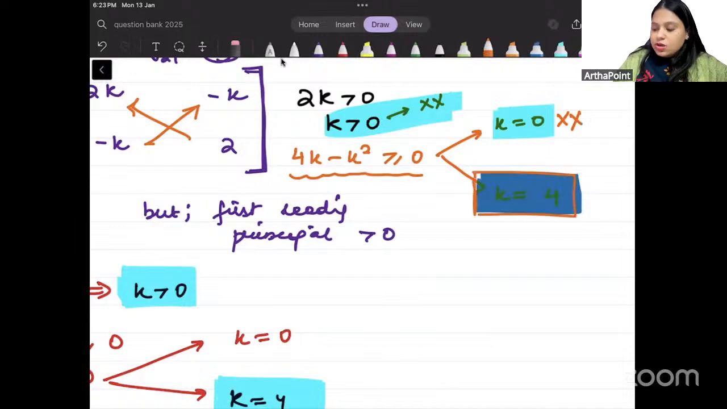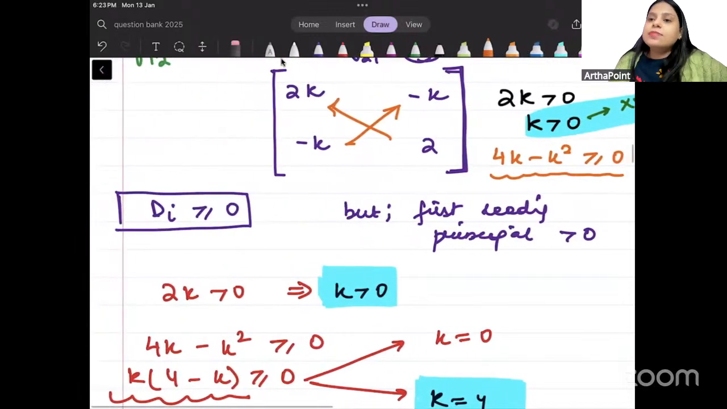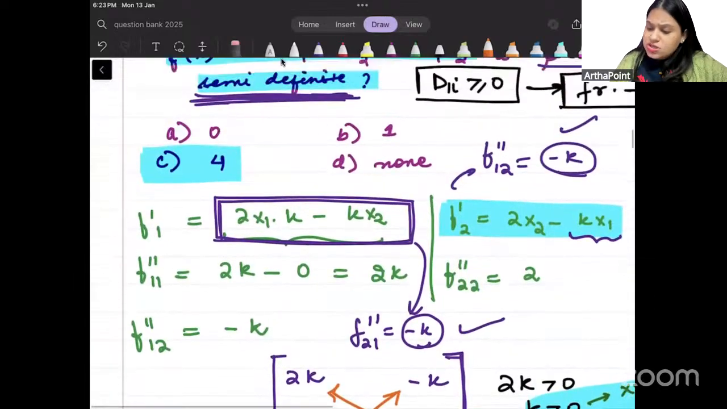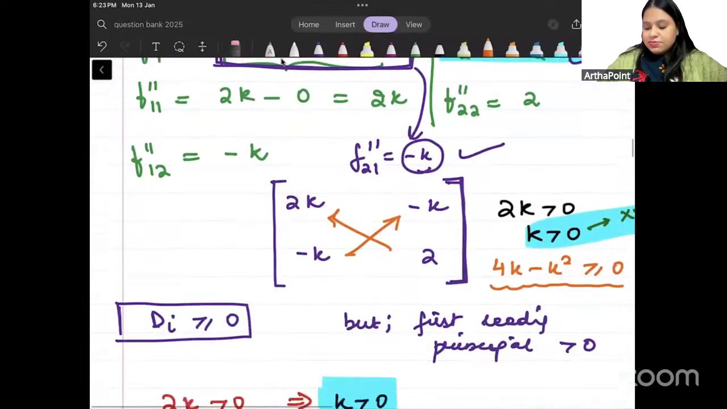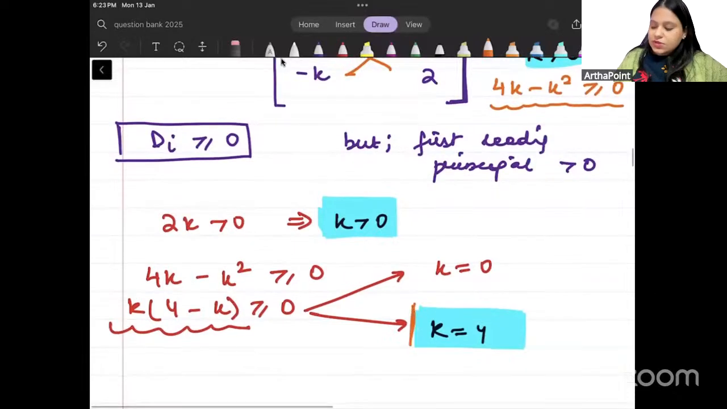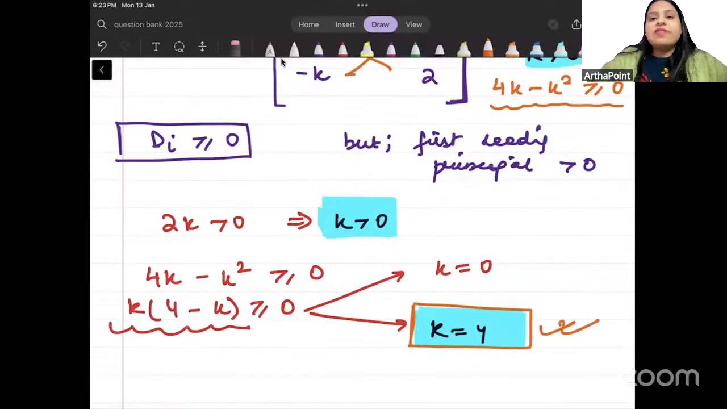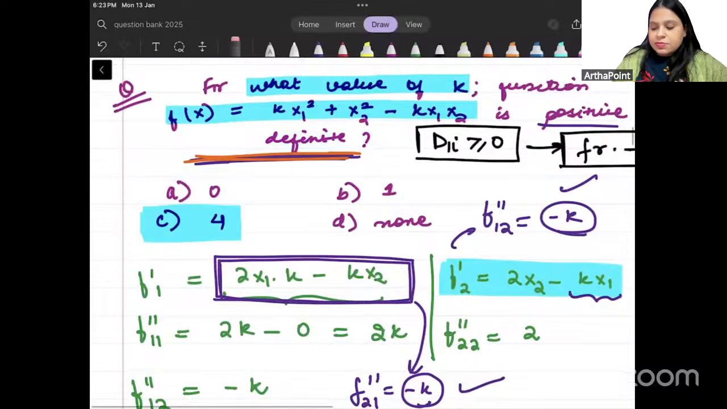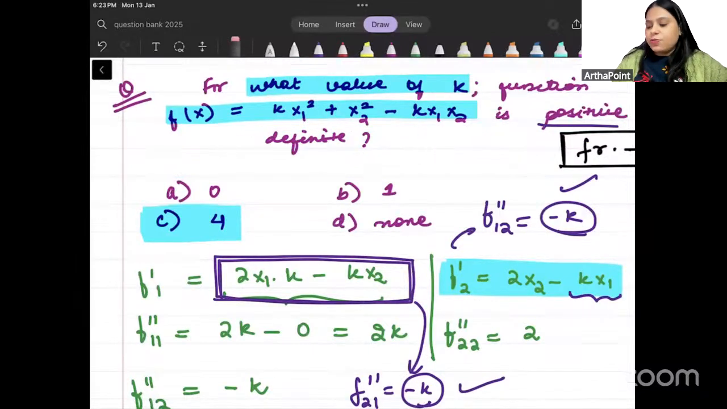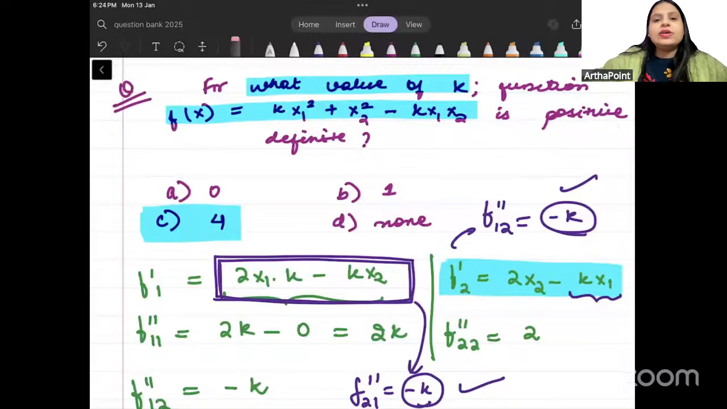When k is 4, my second leading principal minor will become 0. But it will still be positive semi-definite. The condition of positive semi-definite will still be satisfied. Right? So that means that I can have k equal to 4, which will satisfy both the conditions. Is this clear now? Can you tell me what will be the condition for positive definite? Just find that out now.